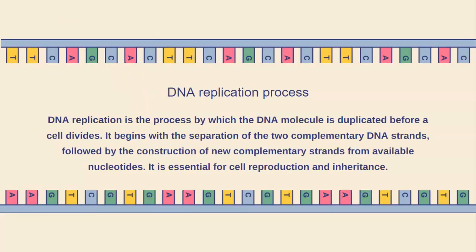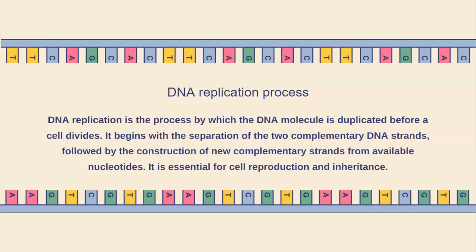So where you have replication in your notes, we're going to define it, and then we're going to write the 4 steps down. So DNA replication is the process in which the DNA molecule is duplicated before a cell divides. That's all you need to write down for what replication is. It's when DNA molecules are duplicated before the cell divides.